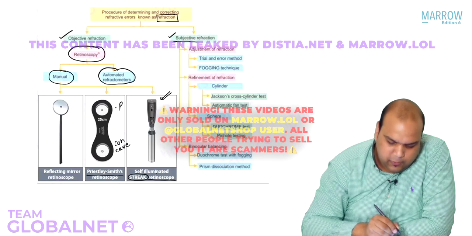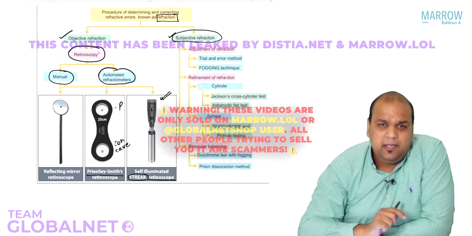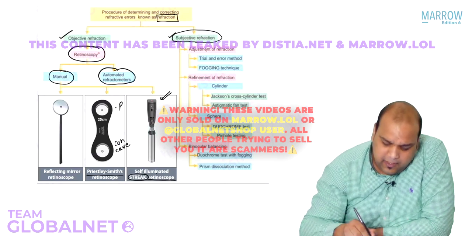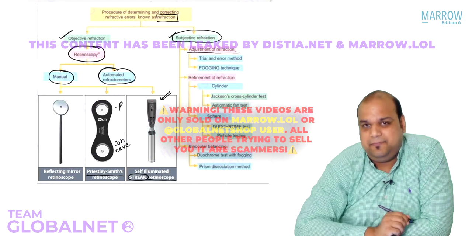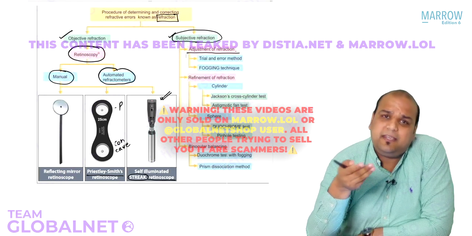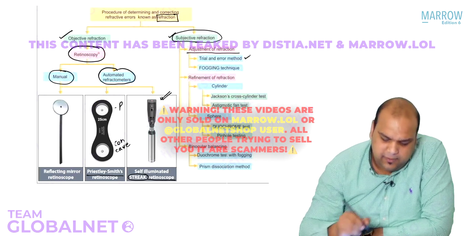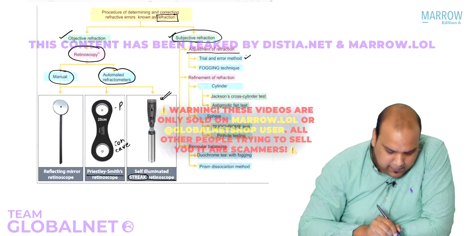So now you need to do subjective refraction. You have found out the power minus 4 minus 1. Now you need to do what? Adjustment of refraction. Maybe the patient is not happy with the minus 4. Maybe the patient is happy with the minus 3.75. You have to adjust in small variants using trial and error method. What do you mean by trial and error method?